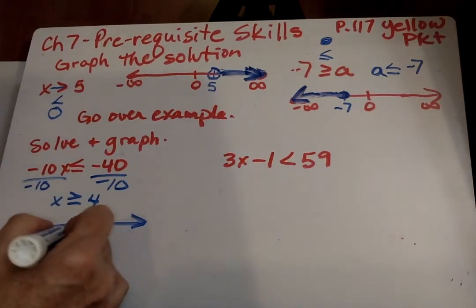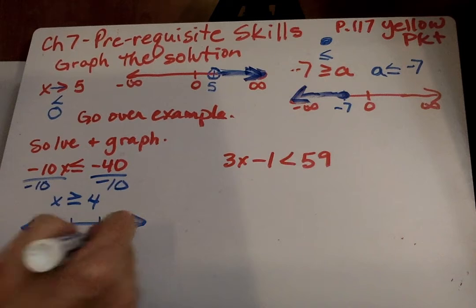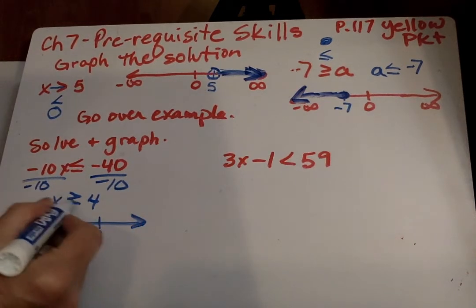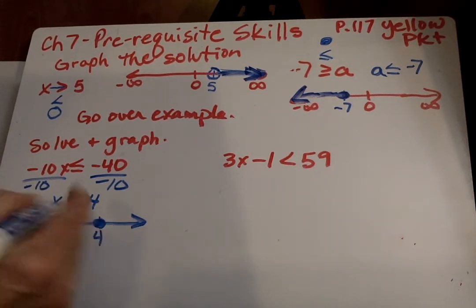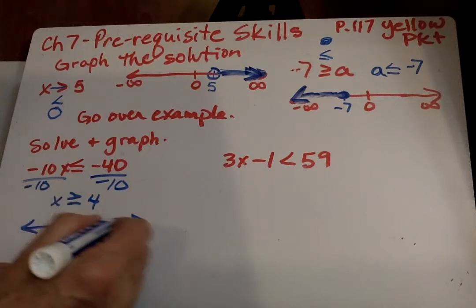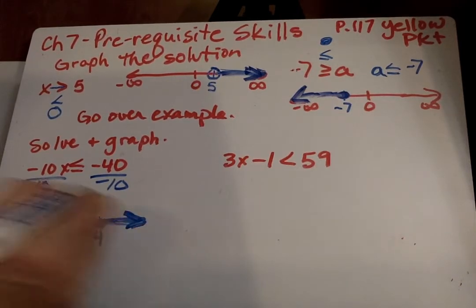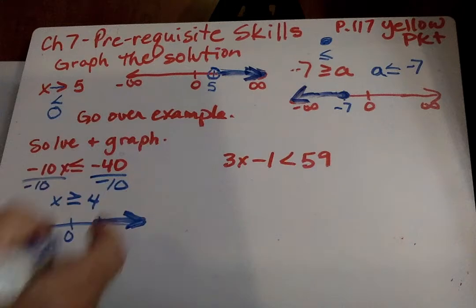Usually I like to put 0 there. 4. Now is 4 included? More ink here means more ink here. And the arrow tells us to shade to the right. Okay? All right, we have another one here.